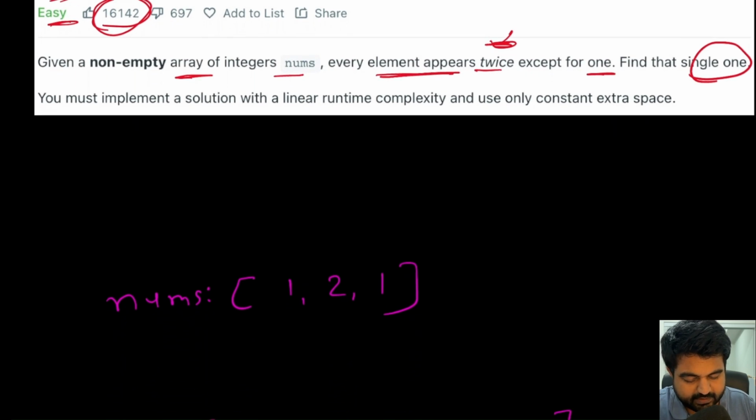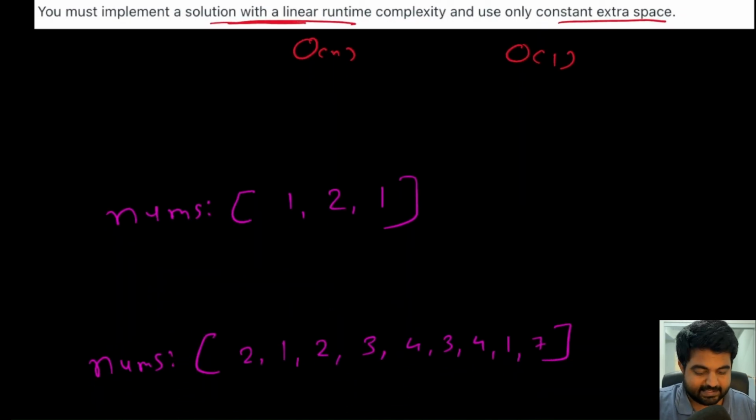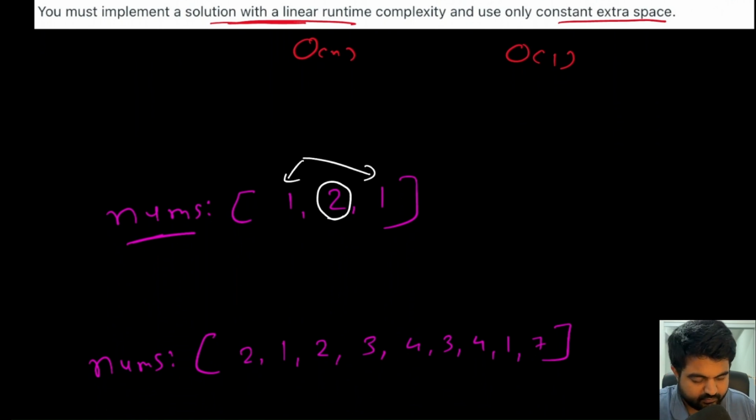Now the important thing is we need to be able to find the solution in linear runtime, so big O of n runtime complexity, and using constant extra space, so big O of 1 extra space. Now let's first understand a couple of examples. Suppose we are given an input array like this, then we can see that 1 appears twice and 2 appears only once. So we need to find the single number, so we can return 2 as the answer.